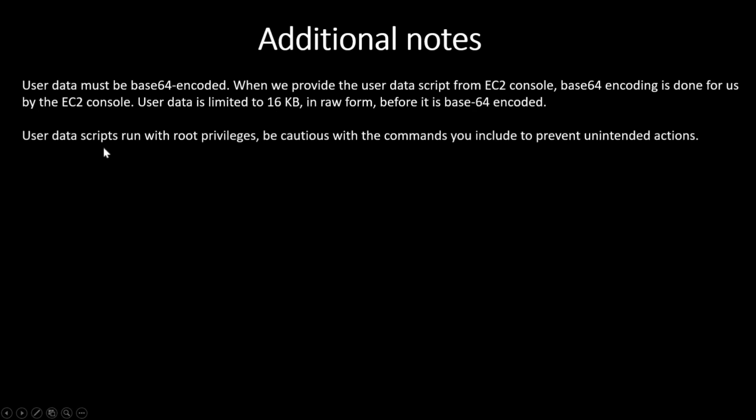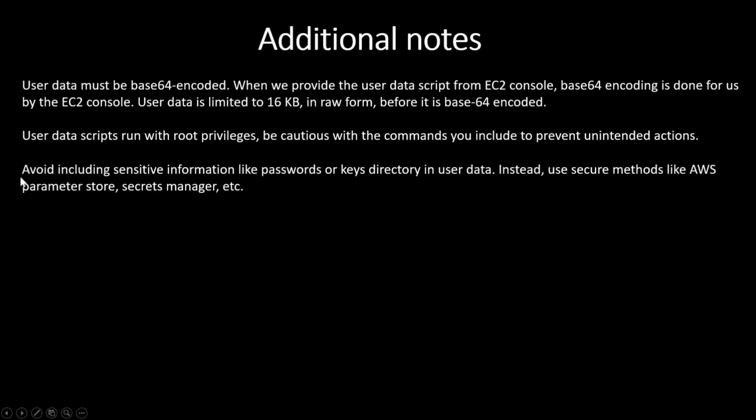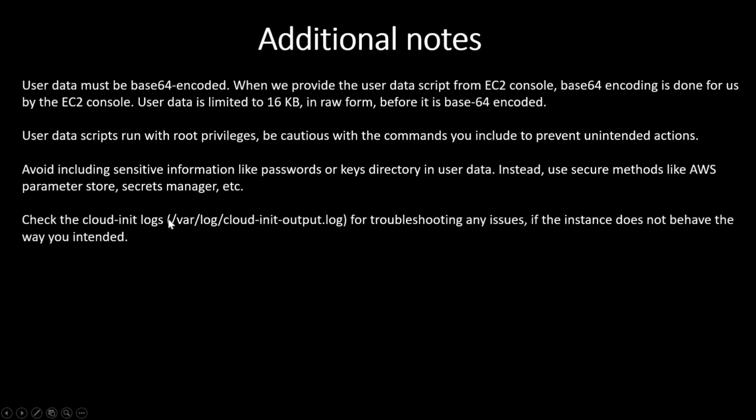Second point, user data scripts run with root privileges. So be cautious with the commands you include to prevent unintended actions. Avoid including sensitive information like passwords or keys directly in user data. Instead, use secure methods like AWS Parameter Store, Secrets Manager, etc. Check the Cloud-init logs. So this is the log that we just checked for troubleshooting any issues if the instance does not behave the way you intended.